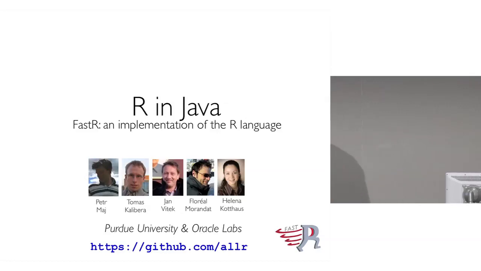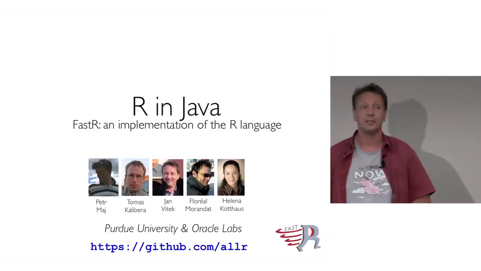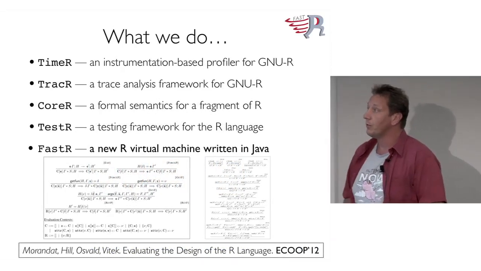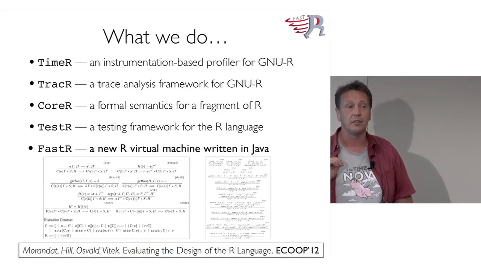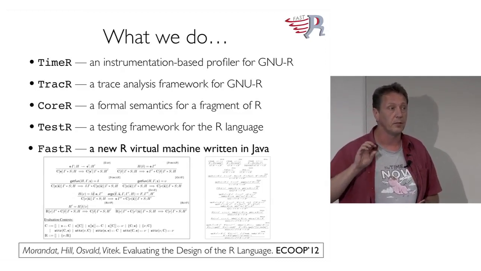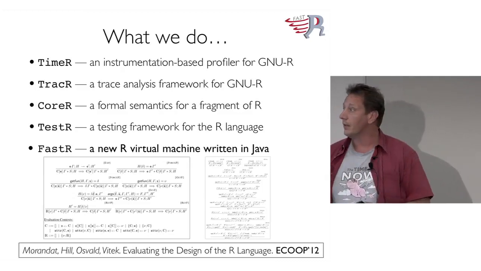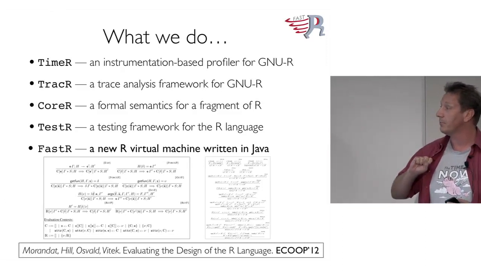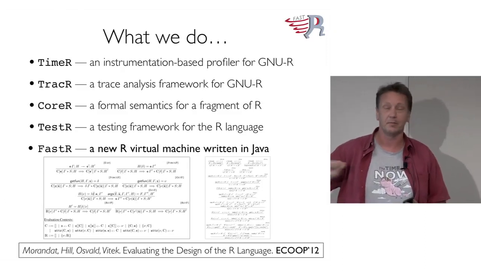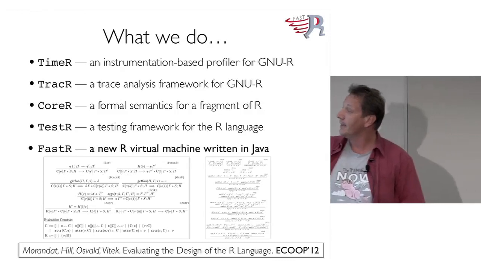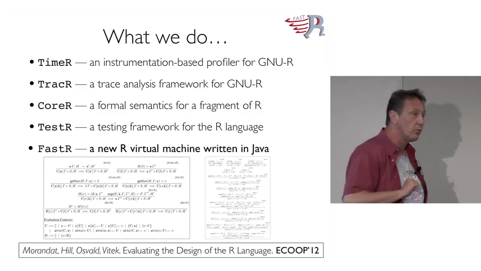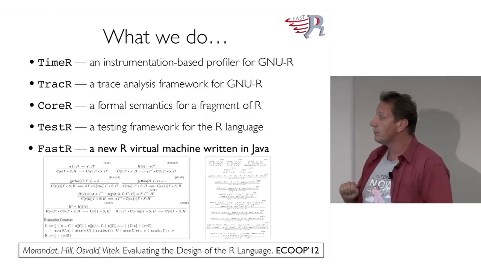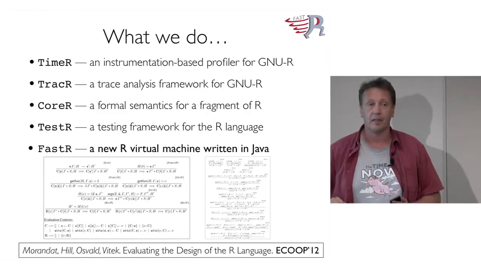So what we've done in the last couple of years is work on different aspects of R. We've looked at the existing implementation. We tried to define a core semantics. Here's some Greek for those who are of that mind. That's pretty much the end, so sorry. We have defined a testing framework for R. And what I'll be talking about more today is the VM called FastR.